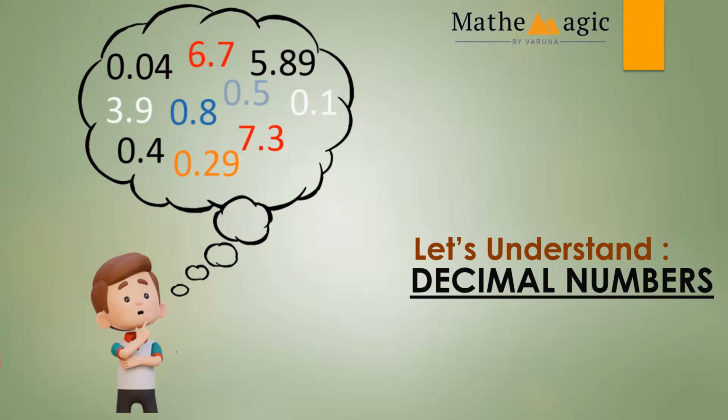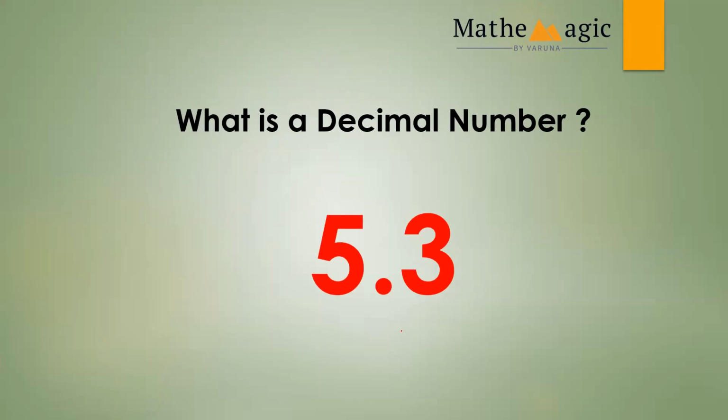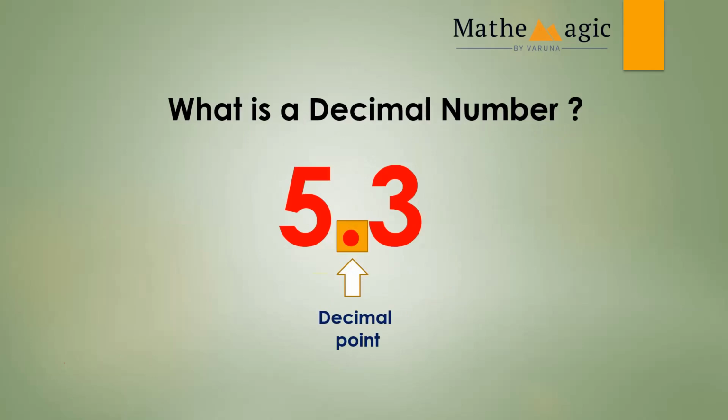Now, we have also come across numbers like 3.9 and 5.743, which have this point in between. So what do we actually mean by that? For example, let's take the number 5.3. 5 over here, then there's a point in between, and then 3. So what does this point represent? This point represents the decimal point. It is called the decimal point.